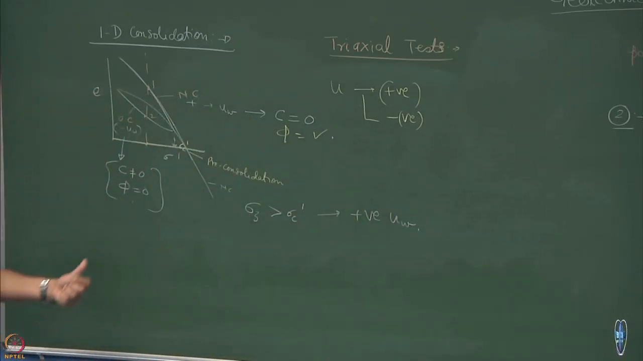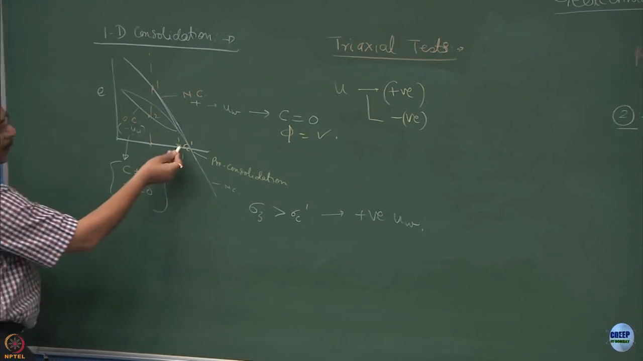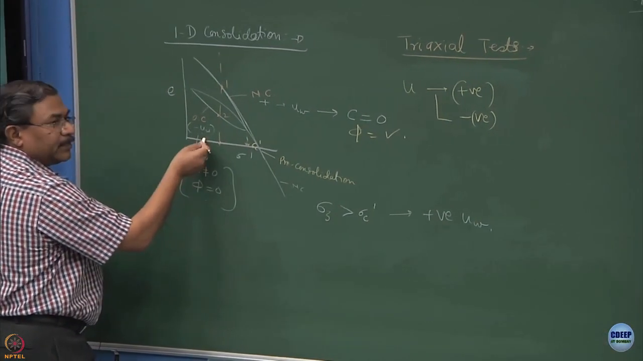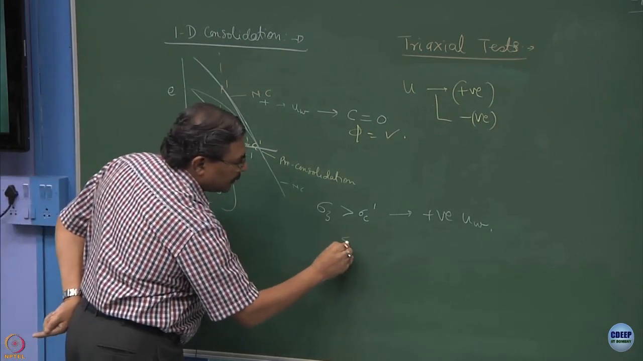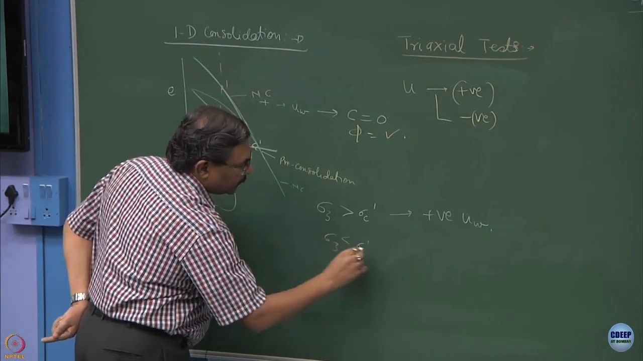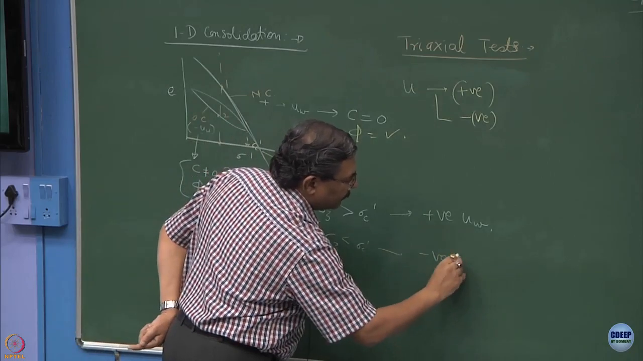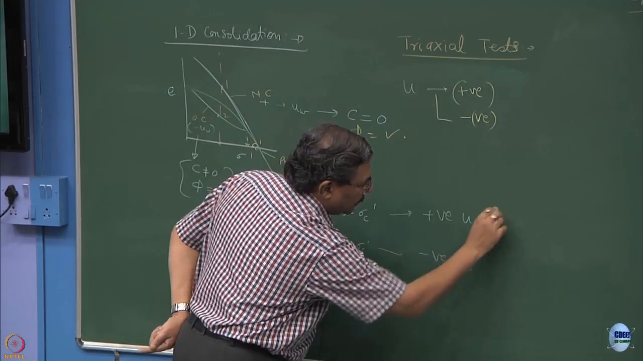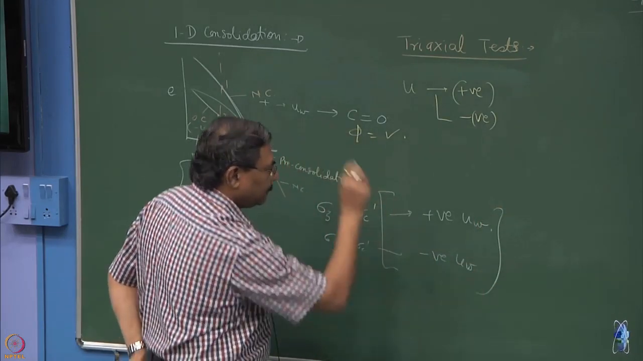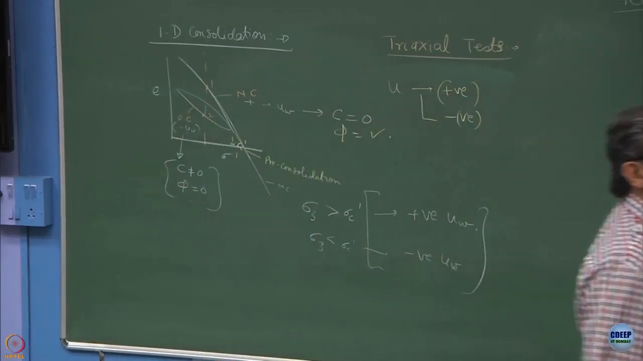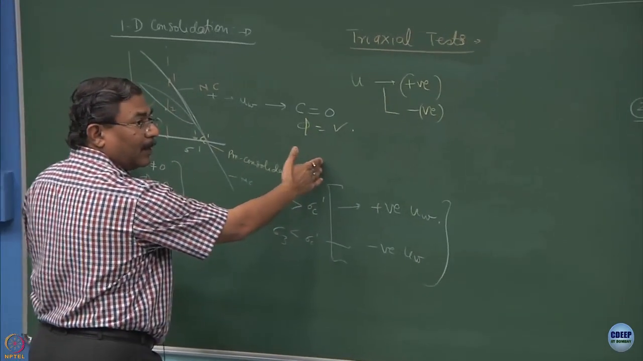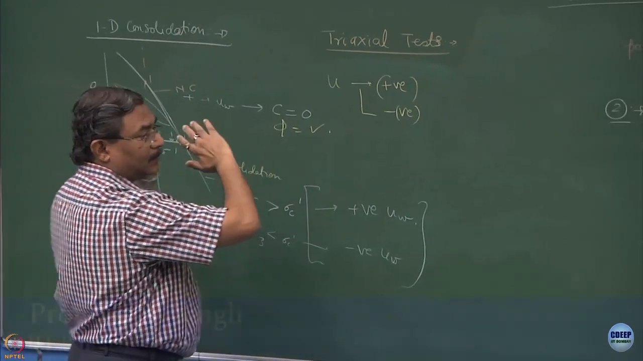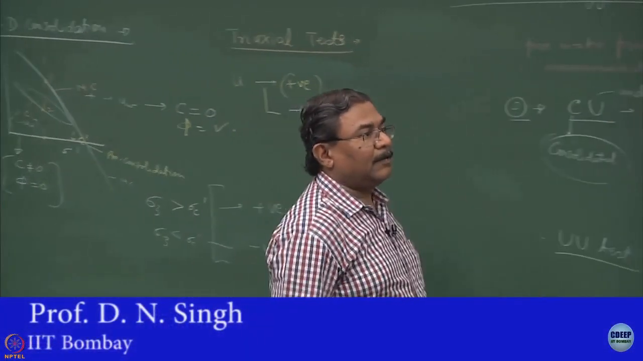However, the reverse is going to be true when I am working in a stress range which is going to be less than sigma c prime. So, if I reverse this, this is going to be negative pore water pressure. Is this concept clear? So, if this concept is clear to you, I will extend this to shear strength envelopes.